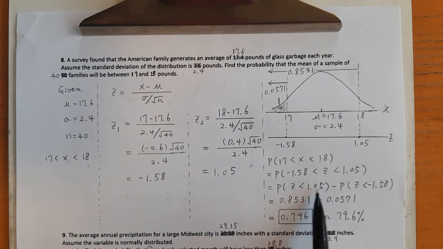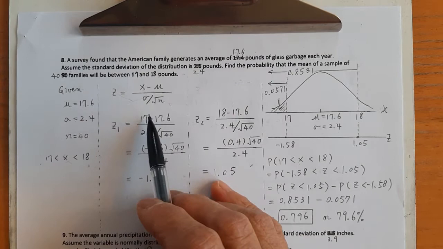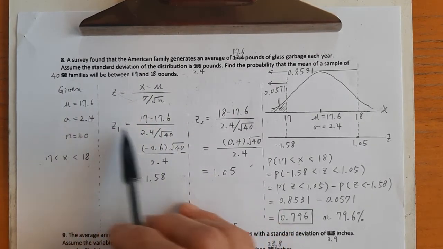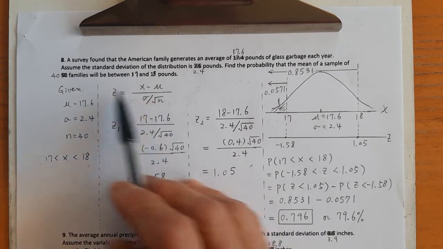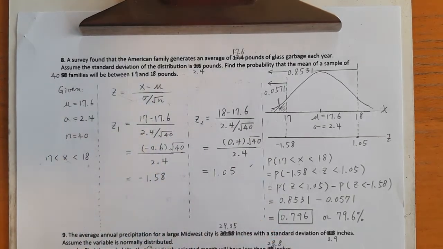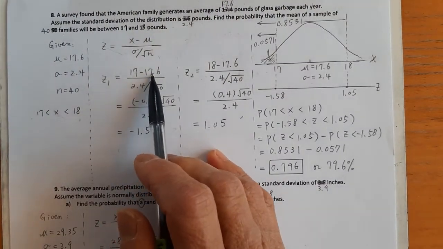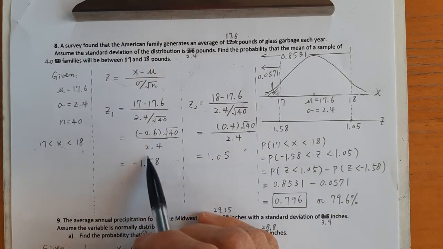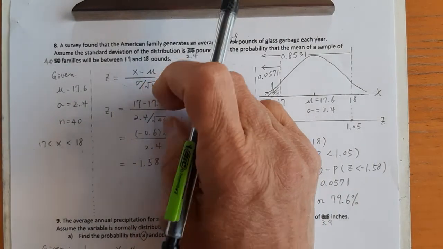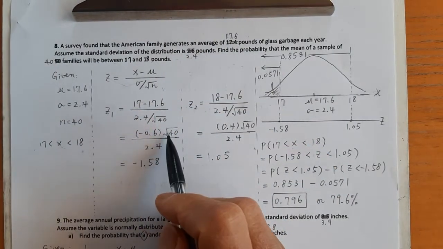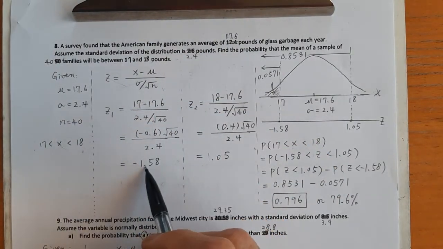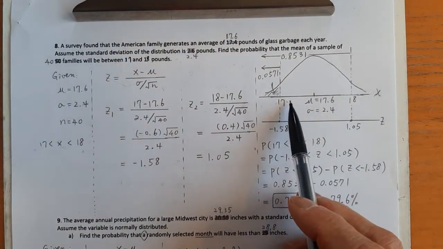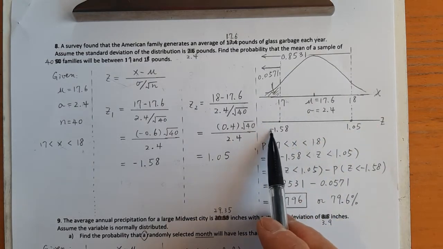So first, the left side is 17. X is 17, minus the mean 17.6, over the standard deviation 2.4 divided by the square root of n. N is 40. Then 17 minus 17.6 is negative 0.6. Then divided by 2.4, and dividing by the reciprocal, the square root of 40 goes to the numerator. We figure out it is negative 1.58. So when x equals 17, the corresponding z-score is negative 1.58.